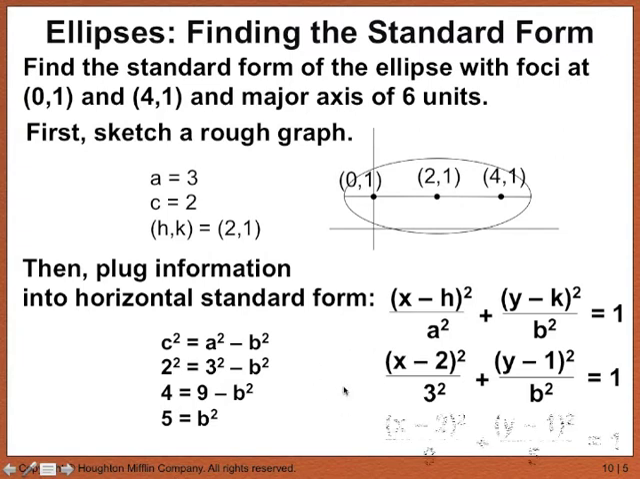my final answer is (x minus 2) squared divided by 9 plus (y minus 1) squared divided by 5 equals 1. This is the standard form for this horizontal ellipse, whose foci are at (0, 1) and (4, 1), and whose major axis is 6 units long.